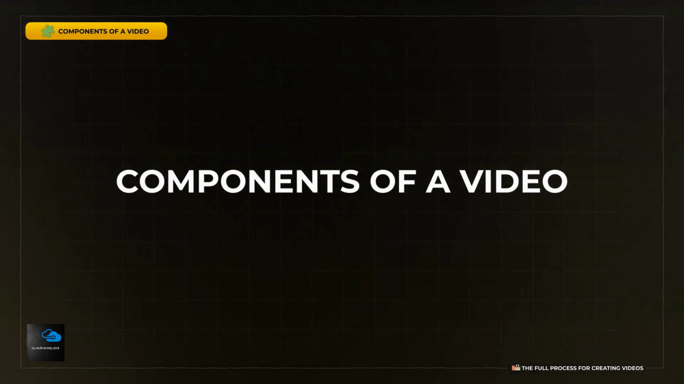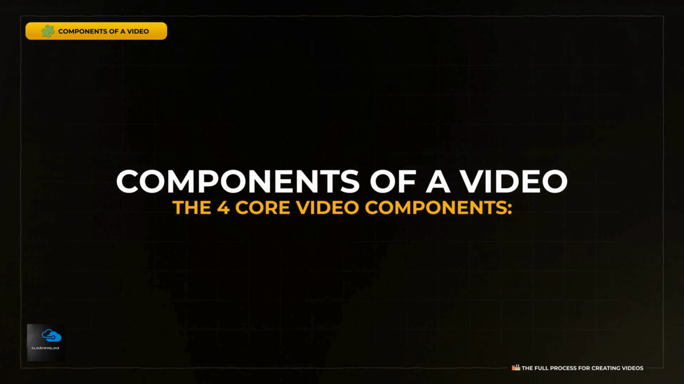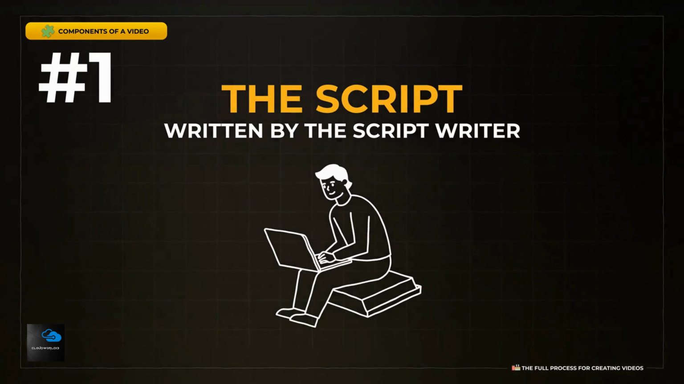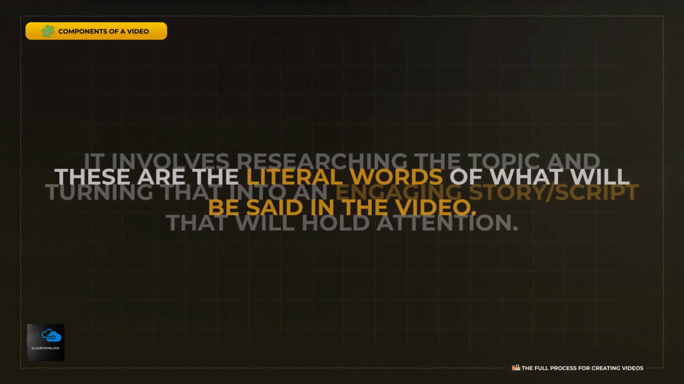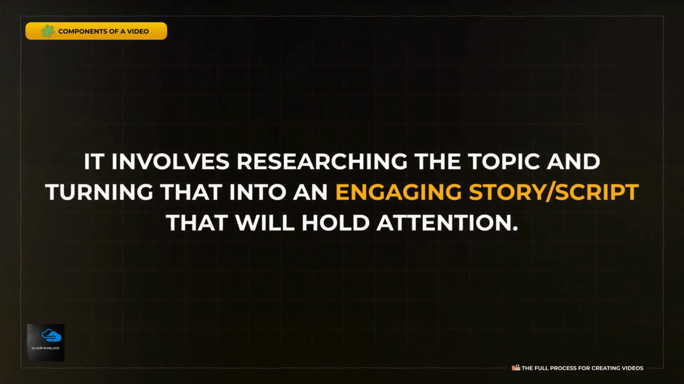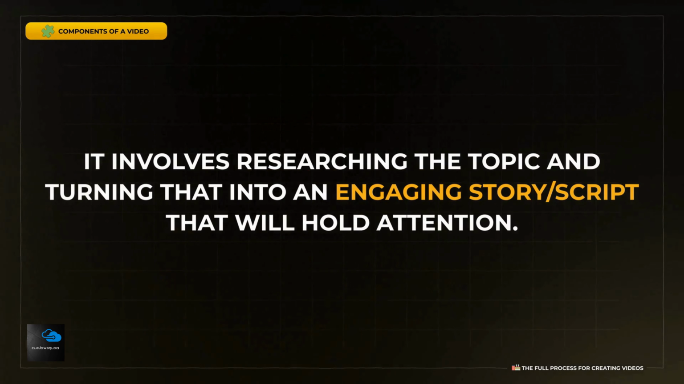The components of a video. There's really 4 core video components. Number 1 is the script, written by the scriptwriter. These are the literal words of what will be said in the video. It involves researching the topic and turning that into an engaging story or script that will hold attention.